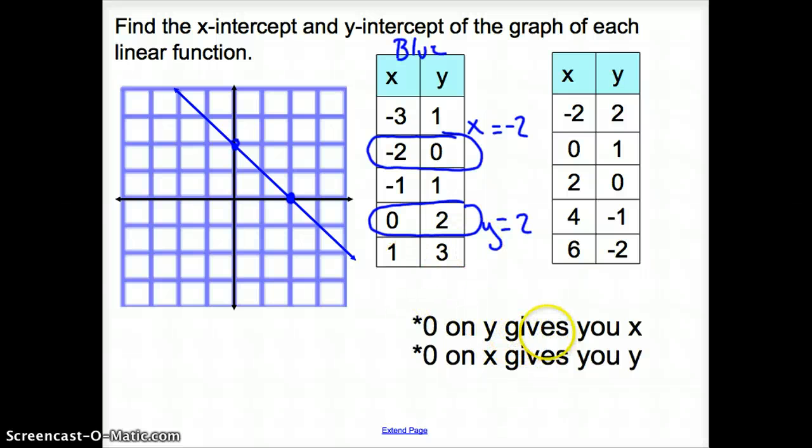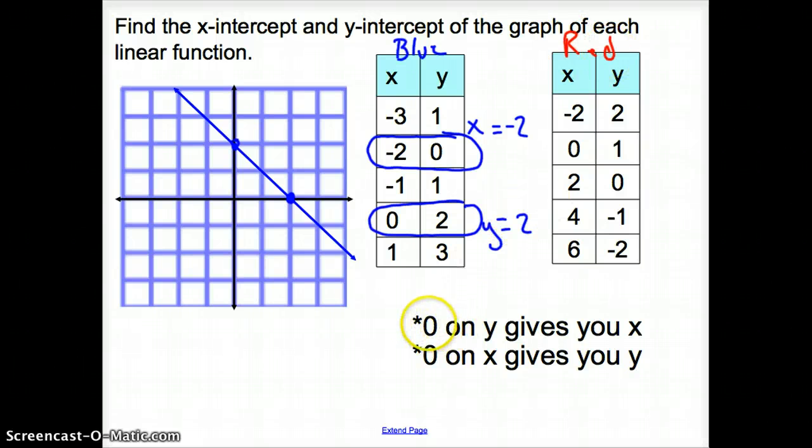0 on the y will give you the x-intercept. Alright, so shorten it up. 0 on y gives you x. Then 0 on the x gives you y. So let's try it. Now I'm going to do the next one here in red.